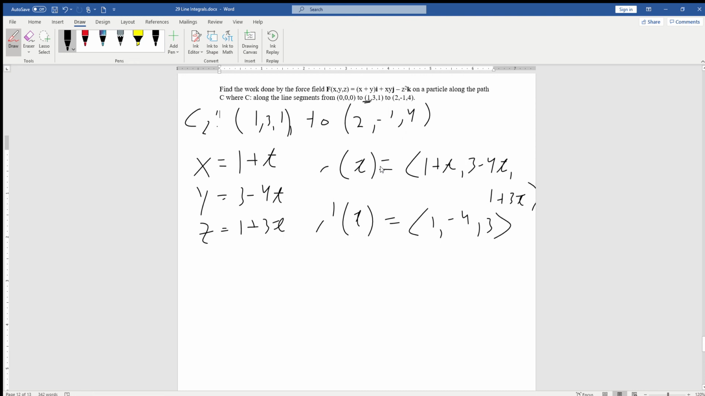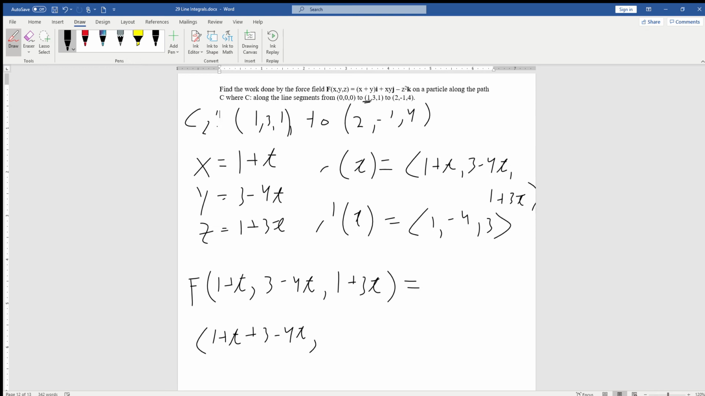We're going to find f at r at t, or f at 1 plus t, comma 3 minus 4t, and 1 plus 3t. And that's going to be a little bit algebraically taxing to do. All right. So that's going to end up being x plus y in the I direction. So that's going to be 1 plus t plus 3 minus 4t. xy, which is going to be 1 plus t times 3 minus 4t. And then finally, negative z squared, that's the opposite of 1 plus 3t squared.